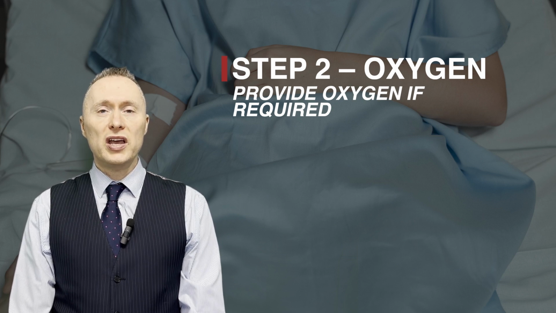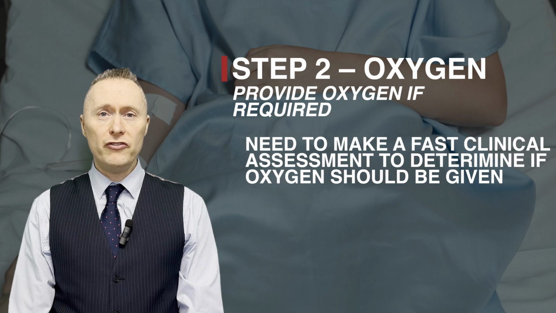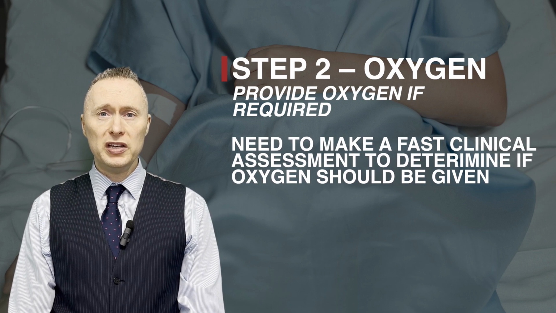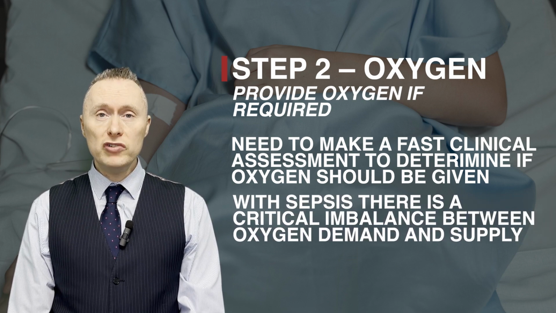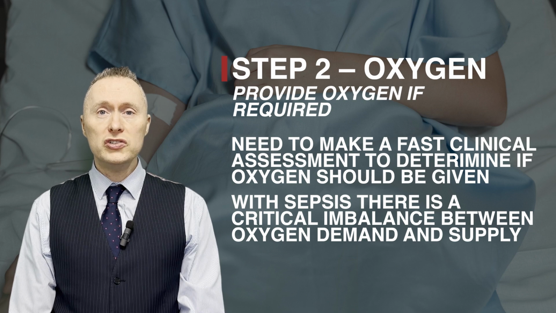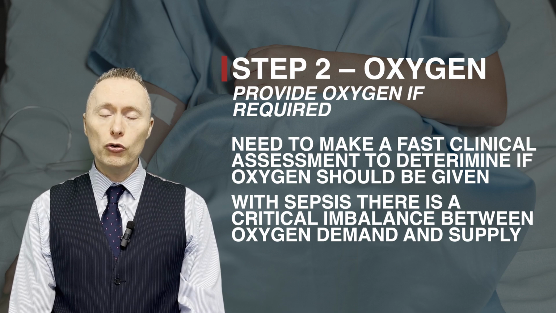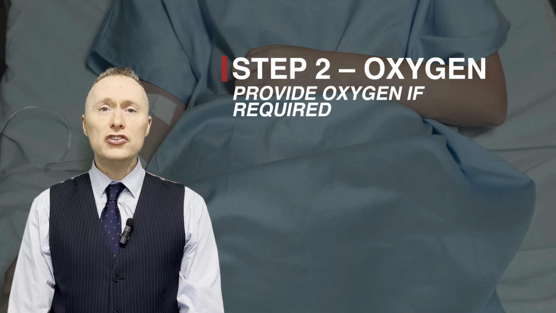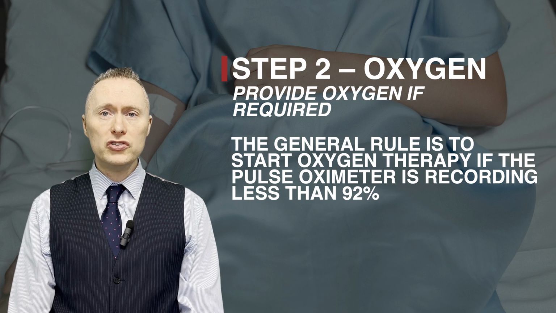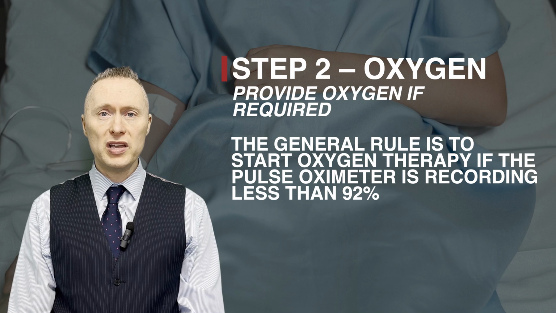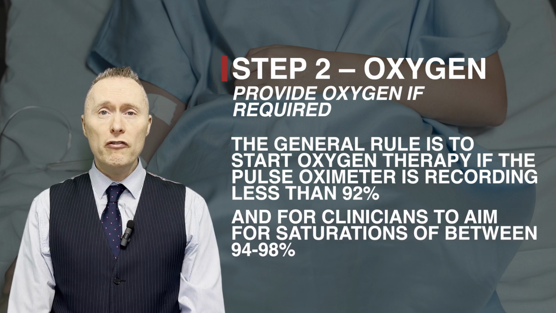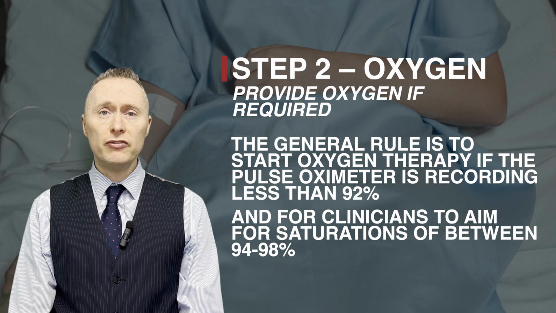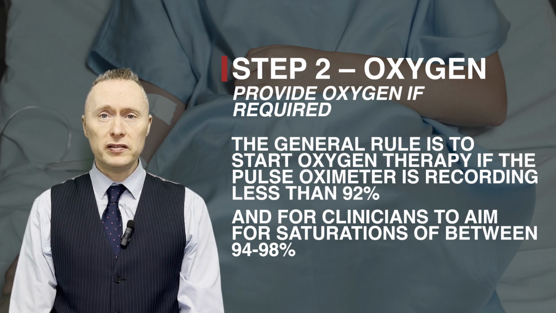In this stage, step 2, we need to make a fast clinical assessment and determine if oxygen should be given or not. In sepsis, there is a critical imbalance between oxygen demand and supply for the reasons that we discussed earlier in this presentation. The general rule is to start oxygen therapy if the pulse oximeter is recording less than 92%, and for clinicians to aim for saturations of between 94 and 98%.